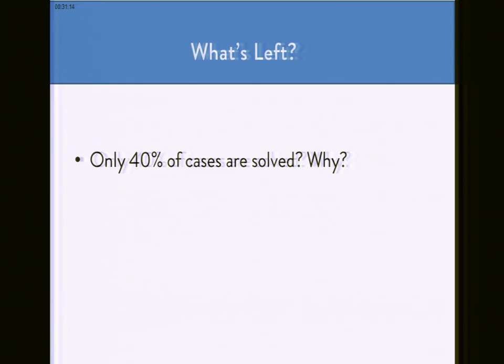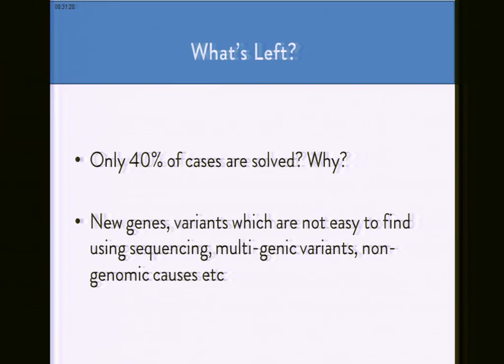So what is left? We are only able to solve 30, 40% of the cases today. So why are we not able to solve the rest? Where are those variants hidden? Clearly, there's a lot of research that's needed to go further, to take this all the way to 100%. And this could be for many reasons.